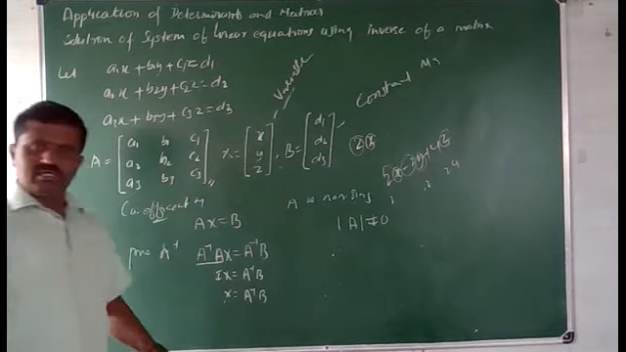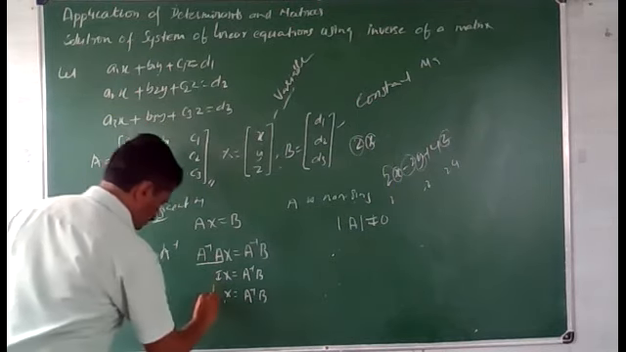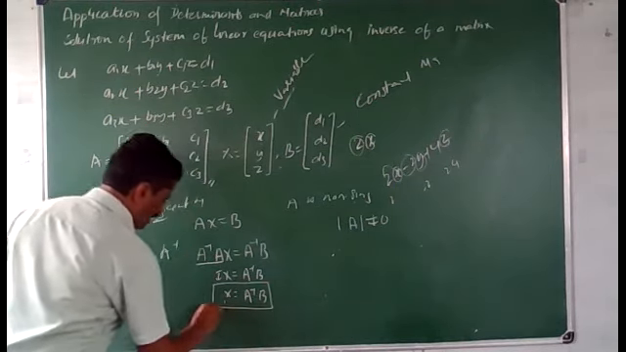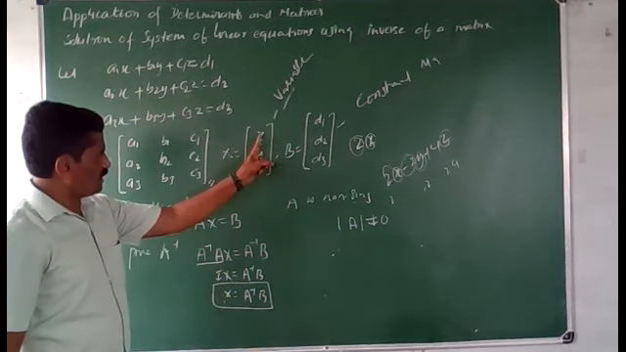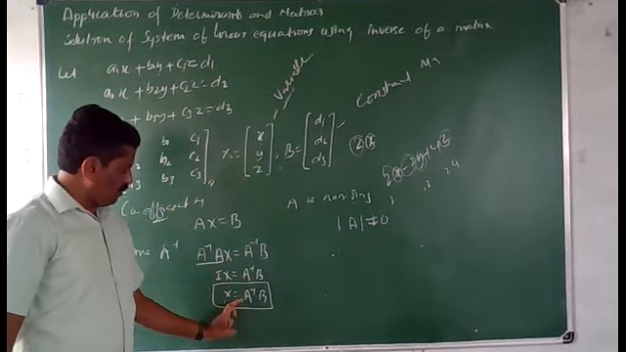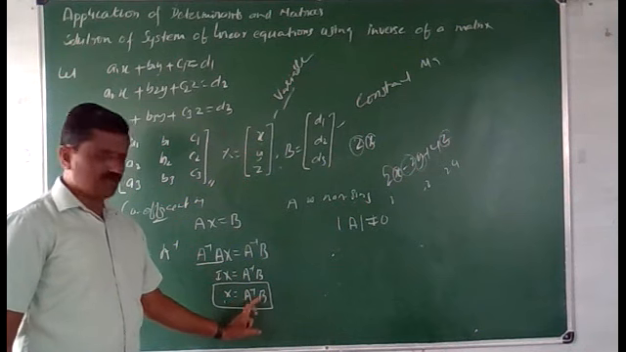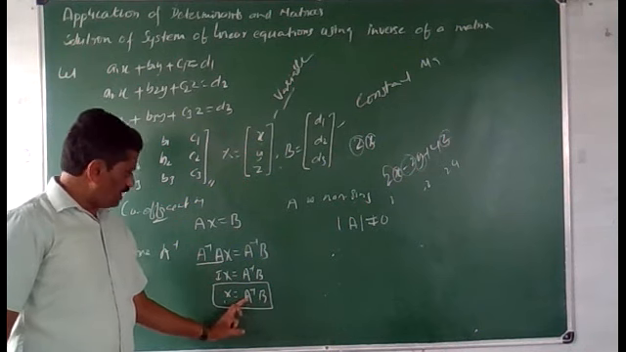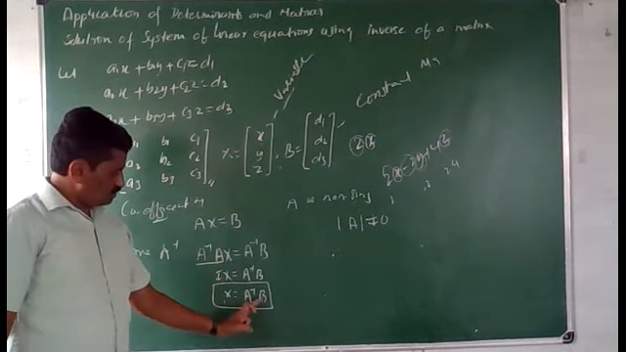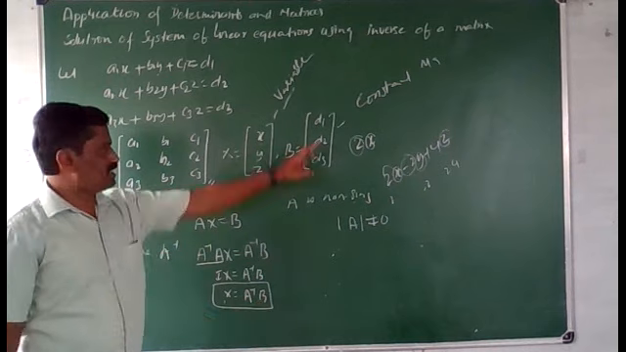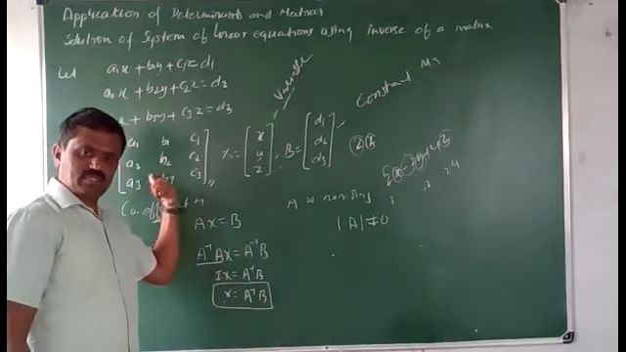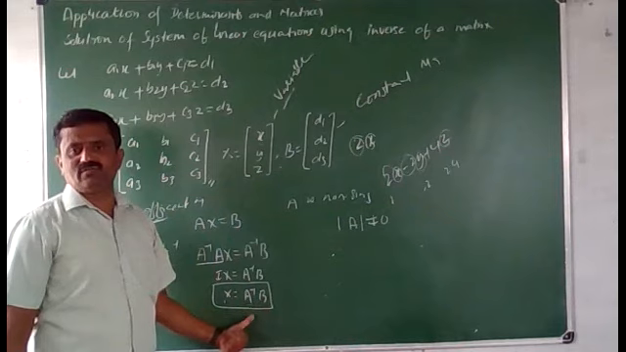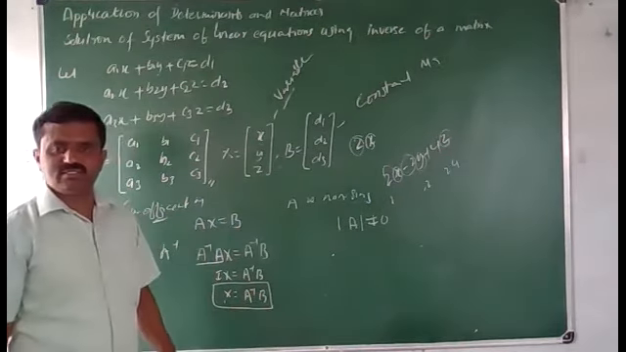X is equal to A inverse into B. So this is a formula to find the variables. We know that X, Y, Z is the variable matrix. Then we find the inverse of which matrix? The coefficient matrix, A. B is the constant matrix. Multiply the inverse of the coefficient matrix by B, then we get the values of X, Y, Z.